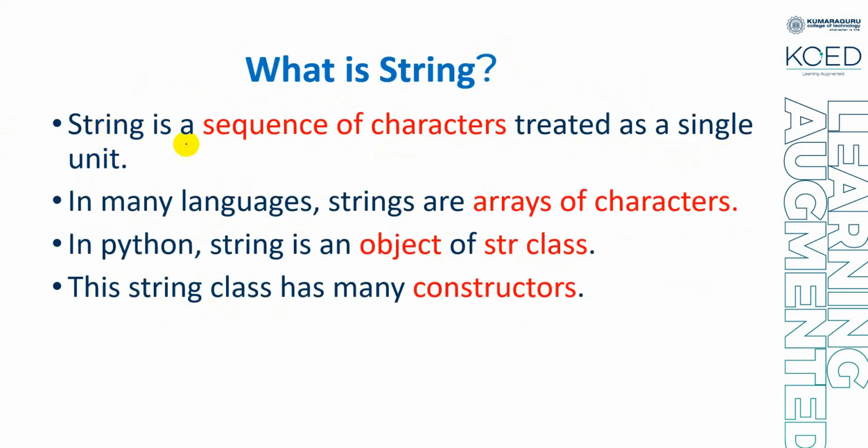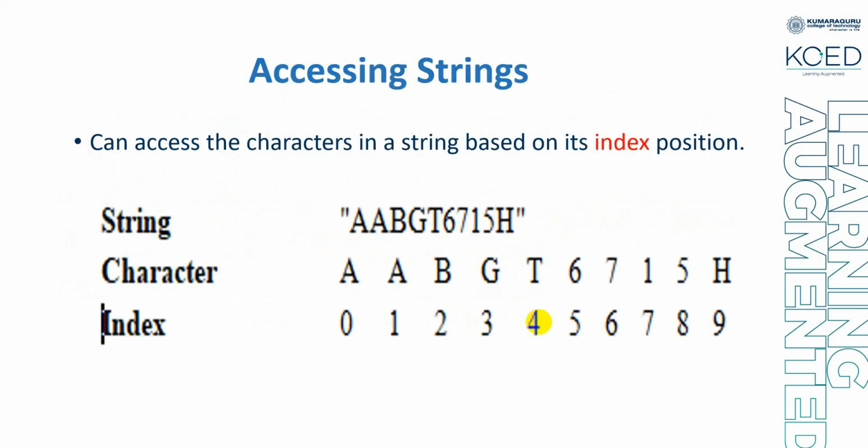So what is a string? A string is a sequence of characters treated as a single unit. In many languages, strings are arrays of characters. In Python, a string is an object of the str class. Str stands for string. The string class has many constructors.